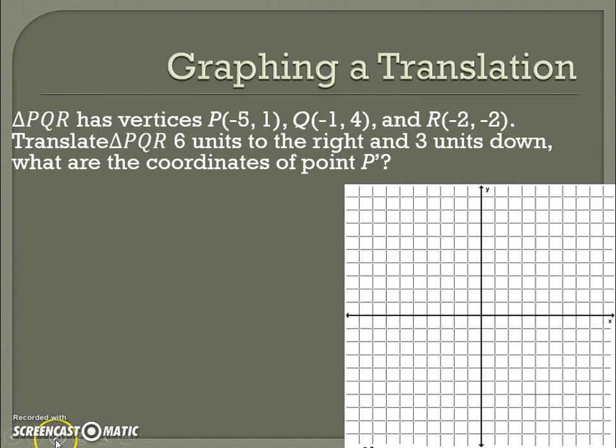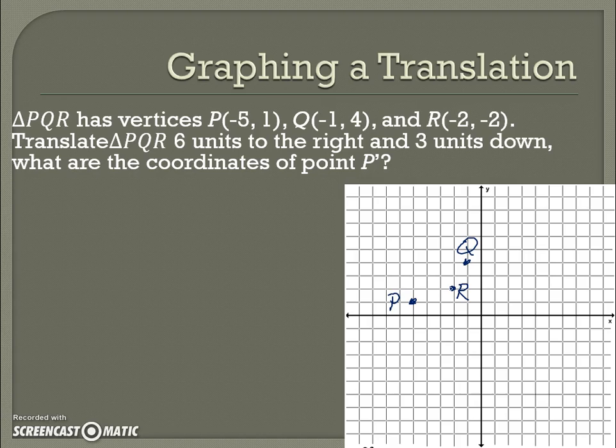So the first thing that we need to do is draw this triangle. So I'm going to change my ink color here so that it's easier for you to see. So P, it says, is -5, so 1, 2, 3, 4, 5, and 1. And I'll label that P. Q is -1 and then 4. We'll call that Q. And then R is -2, -2. All right, so there are my vertices for my triangle.